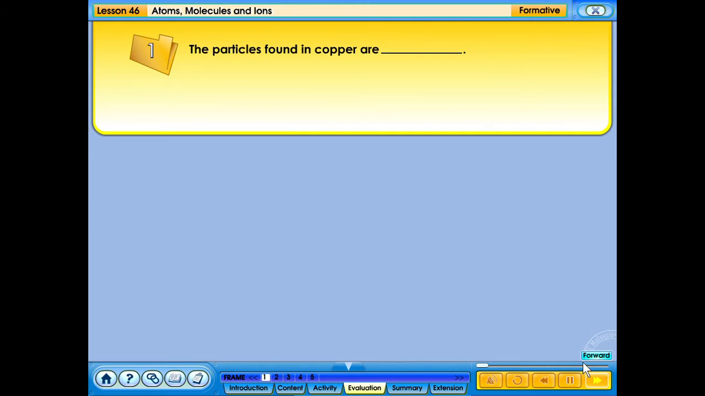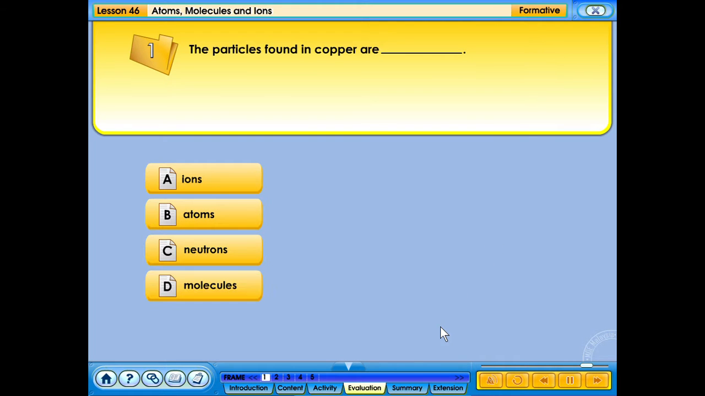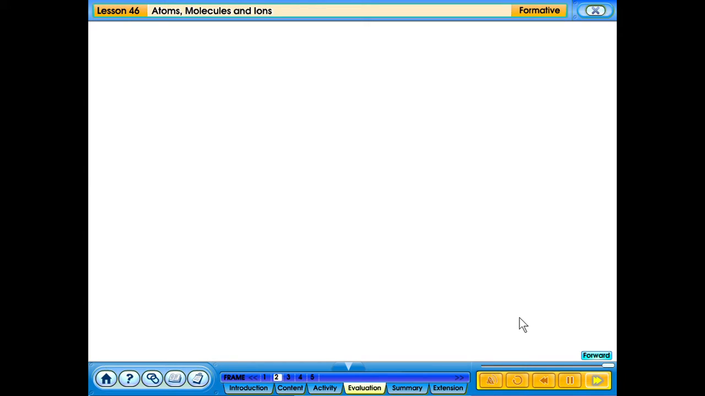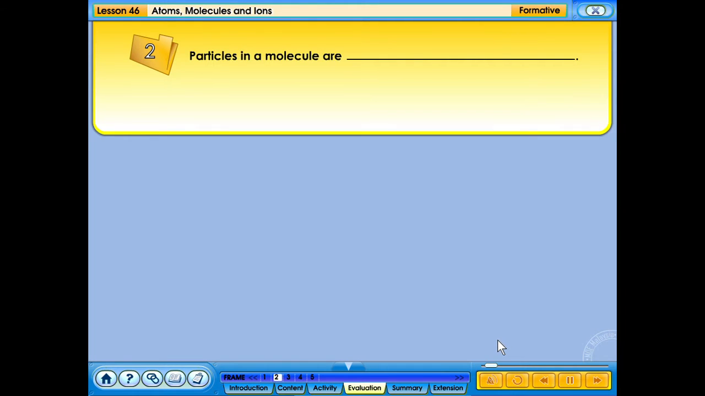The particles found in copper are A. Ions, B. Atoms, C. Neutrons, D. Molecules. Your answer is correct. Particles in a molecule are A.